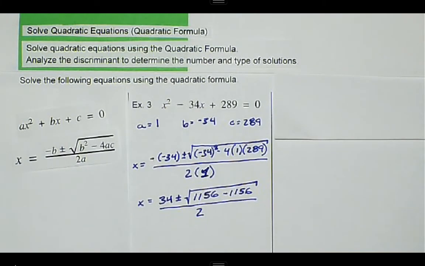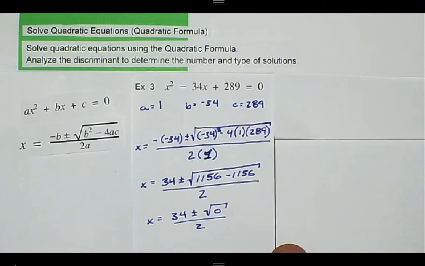So when we go ahead and solve that one, we get x equals 34 plus or minus 1,156 minus 1,156. That's going to be the square root of 0 divided by 2. Well, the square root of 0 is 0, so the plus or minus in this case just drops out, and we are just left with x equals 34 divided by 2, which in this case is going to be equal to 17.